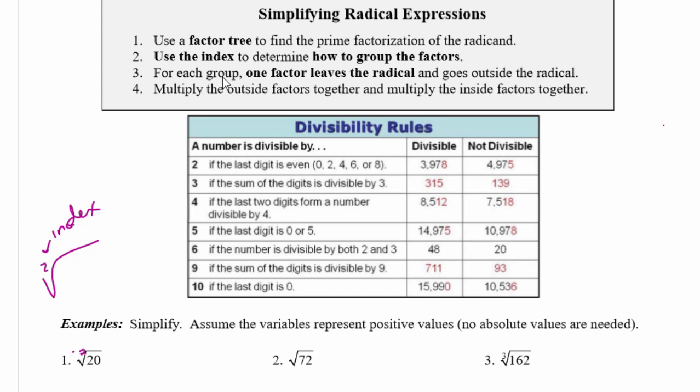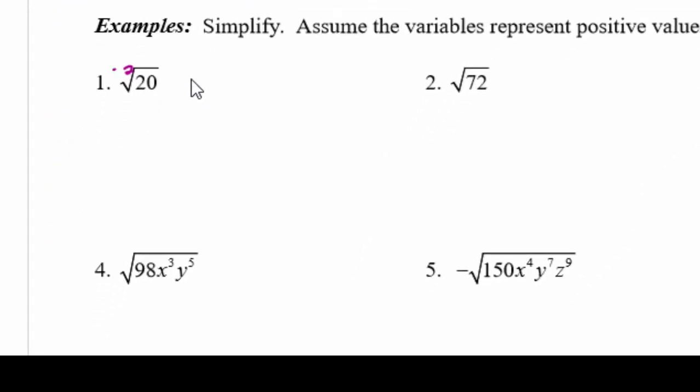And then it says for each group, one factor leaves the radical and goes outside the radical. So for each group of 2, if you were looking for squares, the square root of a square is the single number, right? And then multiply the outside factors together and multiply the inside factors together. Okay, so let's just look at this first one. Square root of 20.